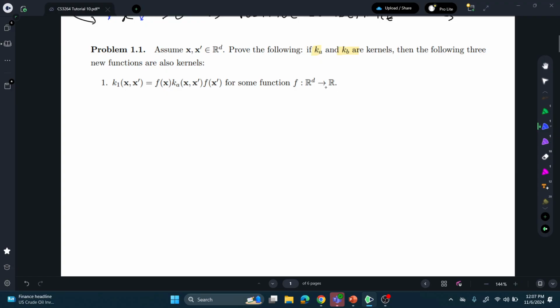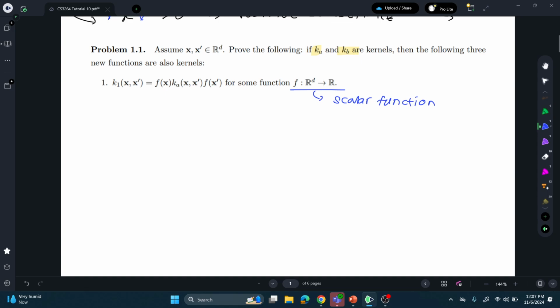So this is, if you know the terminology, what we call a scalar function. Okay, essentially it's just a function that returns you a scalar, a real number here. So what if you have a kernel, in front of it you multiply by the scalar function taking x, after it you multiply by the scalar function taking x prime. The question is, this is a kernel, but how do you prove that this is a kernel?